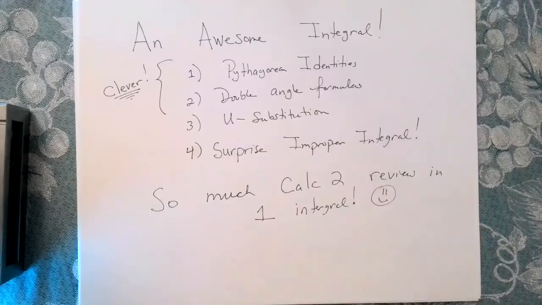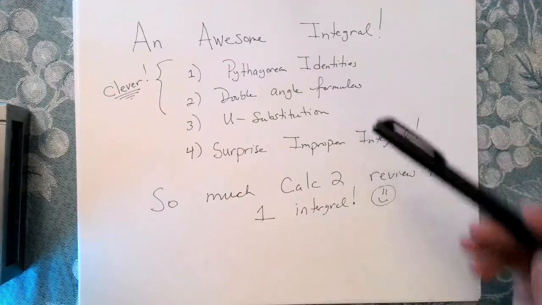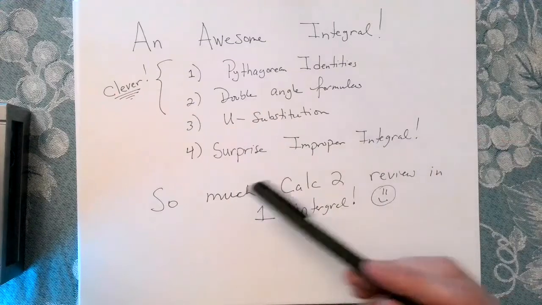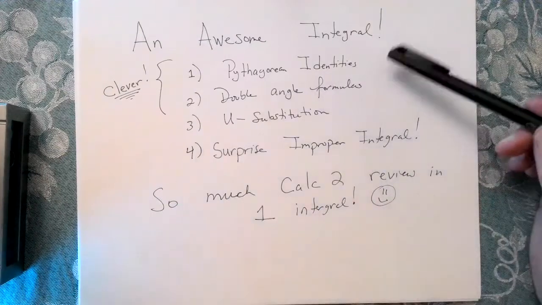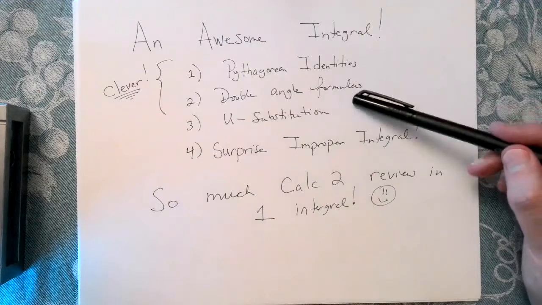Hey, welcome back, everybody. We have a really awesome integral for you today. This includes Pythagorean identities, double angle formulas, U substitution, and a surprise improper integral. So much Calc 2 in one integral. And we actually get to be really clever about the way we use these.